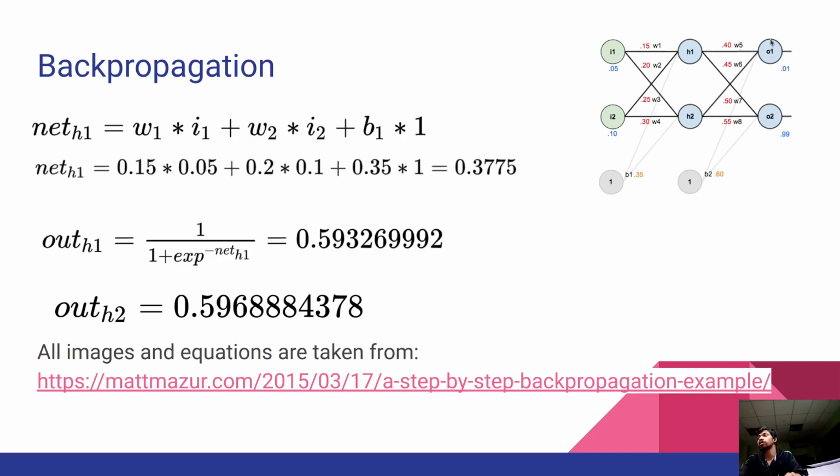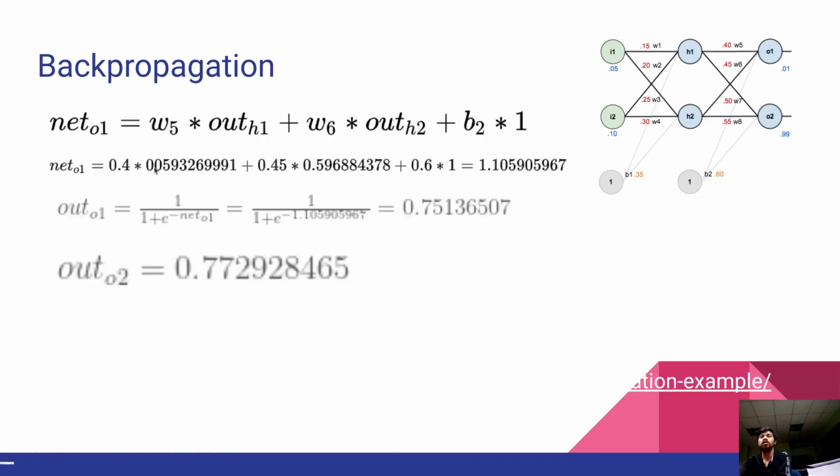In the next case, for O1, we have to consider this weight, 0.45, into whatever value we have obtained here. This is the value we have obtained here. This is how we do it. In forward propagation, we are just multiplying weights and inputs.